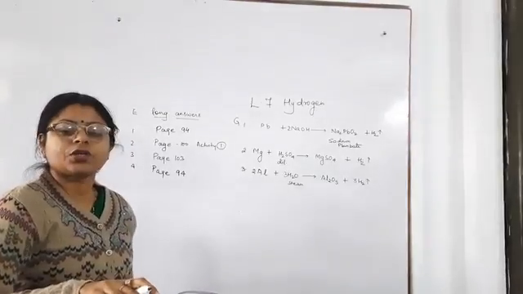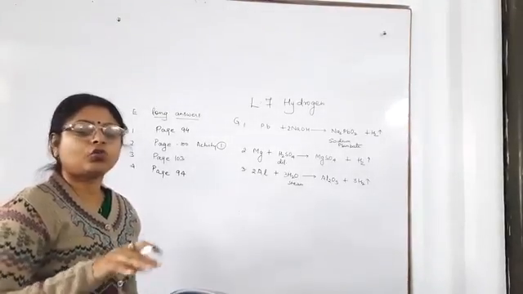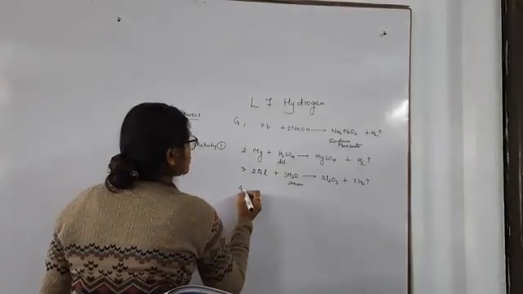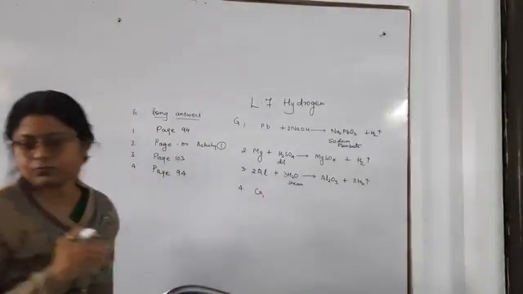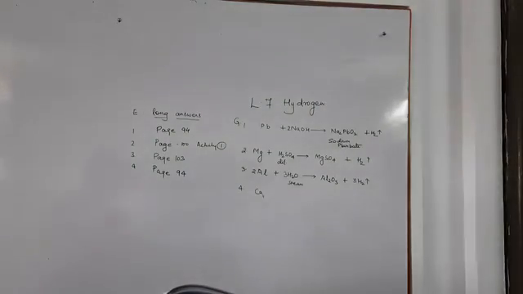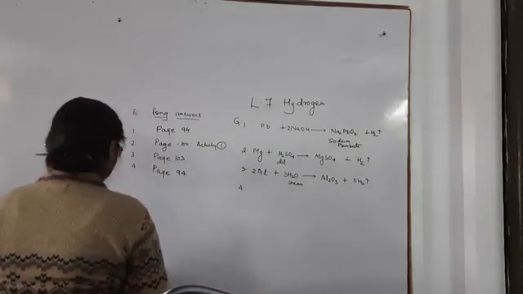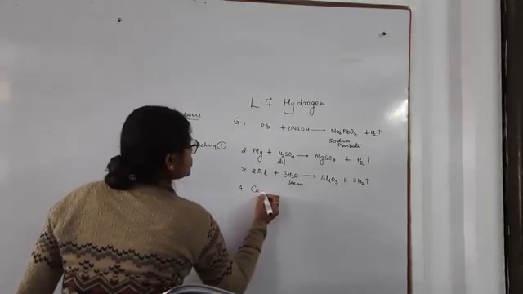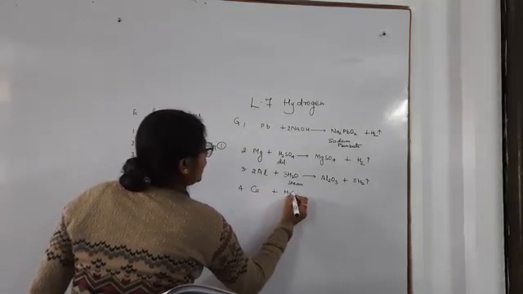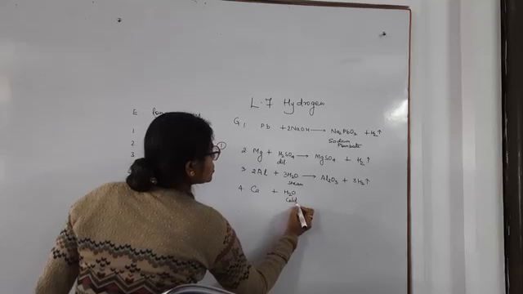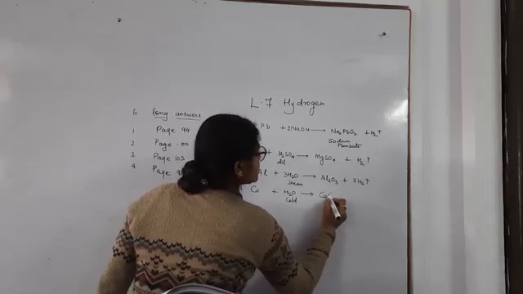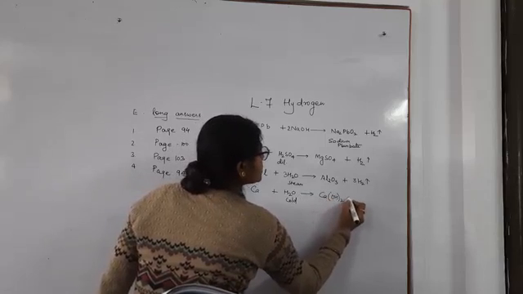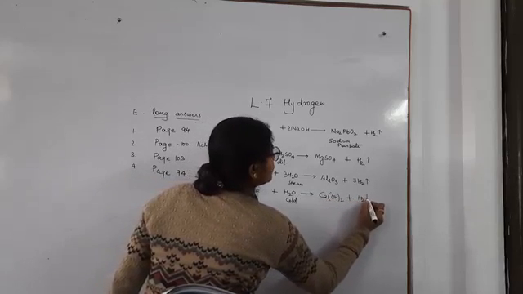Now next, equation 4: calcium reacts with cold water. Fourth equation, calcium plus water, and below the water you write down the condition, cold water. It will form calcium hydroxide Ca(OH)2 plus hydrogen.